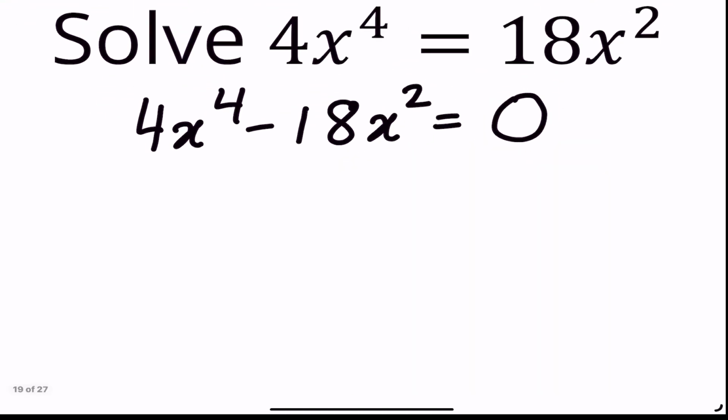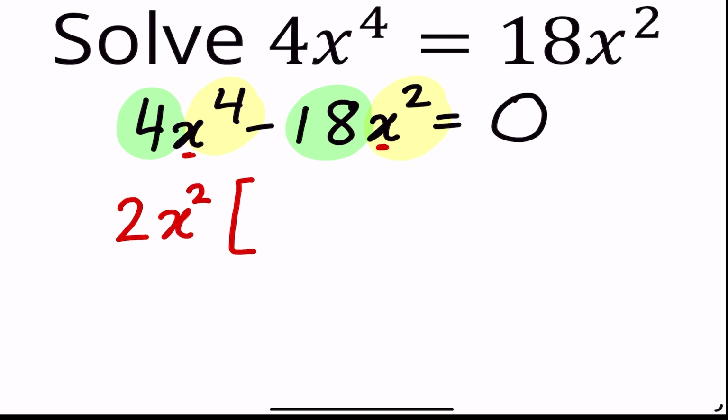So what's my rule of thumb? Bring everything to one side, and then I'm trying to see what can I factor from 4 and 18? What can I factor from x^4 and x squared? From 4 and 18, the only number I can factor is 2. And from x^4 and x squared, remember the rule of thumb? You can always factor the lowest power.